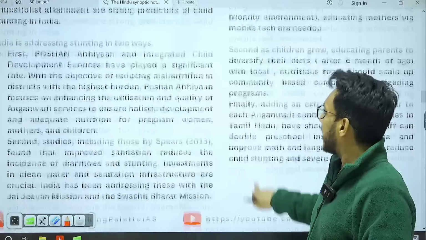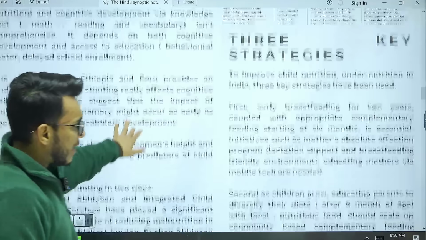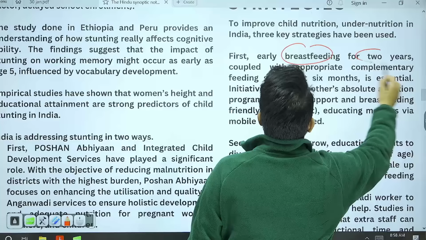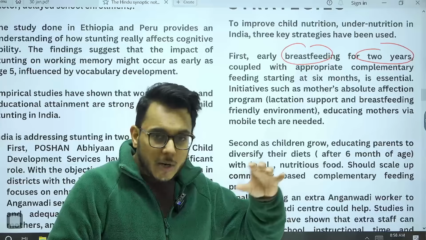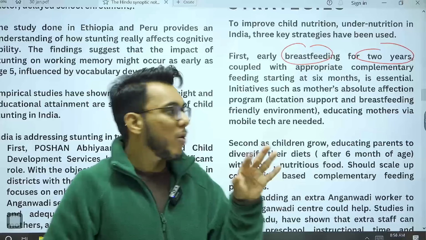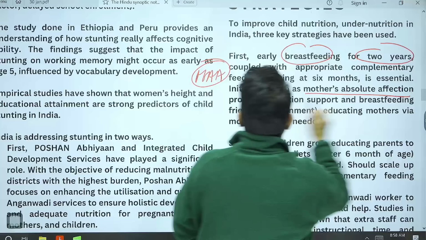Also, it has been provided that some other strategies have been adopted by the government. Number one, promotion of breastfeeding for 2 years. Now understand this, guys, mother's milk has many essential nutrients which not only give nutrition to a child, but also provide immunity against a lot of things. So for 2 years, breastfeeding should be promoted. And for that, the government has come out with the MA scheme, that is Mother's Absolute Affection Program, MA.